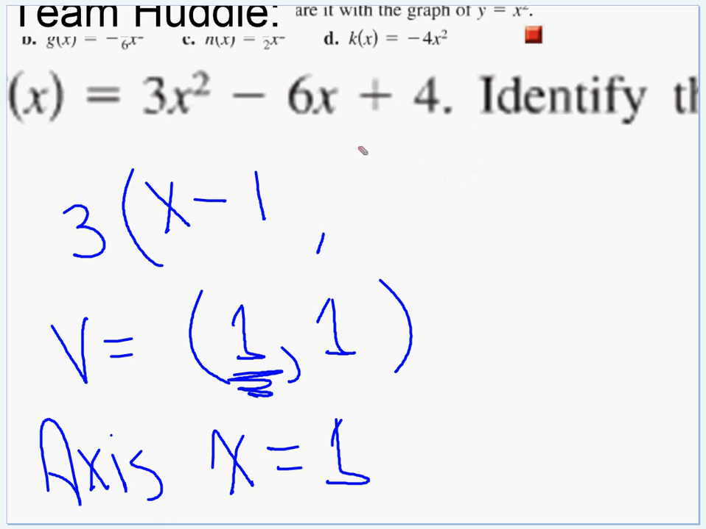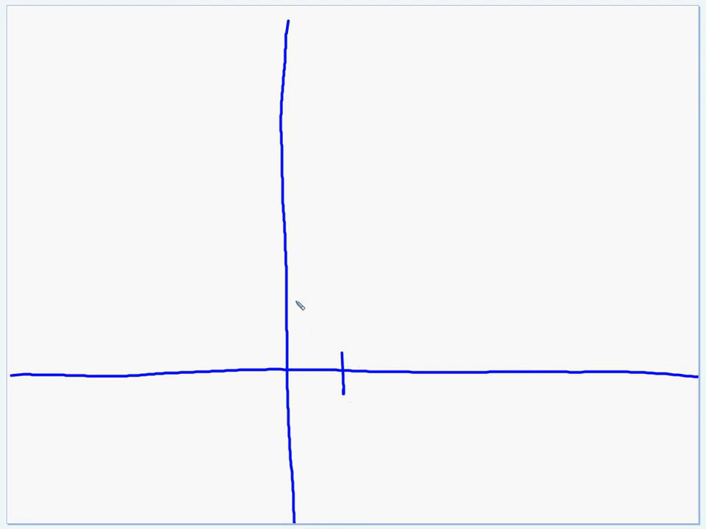So let's come up with a little sketch. Oops, I don't want to get rid of that. And notice here, this is going to be a 3x squared. So that means our parabola will be much closer to the y-axis as it opens up. Or not our y-axis, but it'll be closer to our axis of symmetry. So vertex 1, 1. Let me start a new slide. Vertex is at 1, 1. And now it's going to open up, but it's going to open up much faster than the typical x squared. Here's our axis of symmetry.